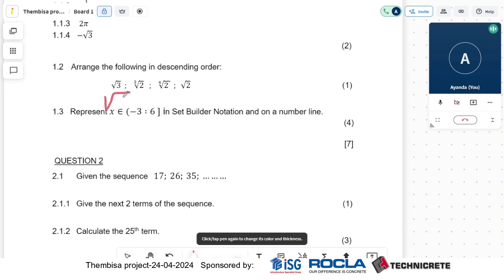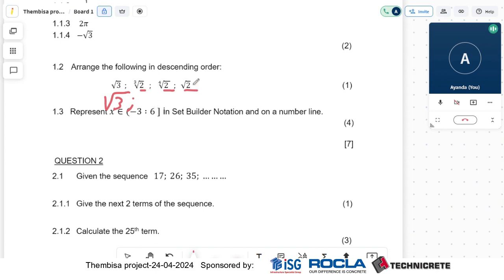So we'd have square root 3 as our first number. That's going to be the biggest number, right? The square root of the biggest number under the square root is going to be the largest number in the order. Next, we have all these number 2's under a square root.